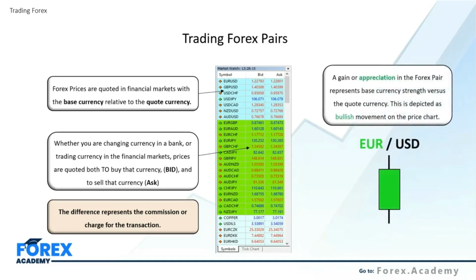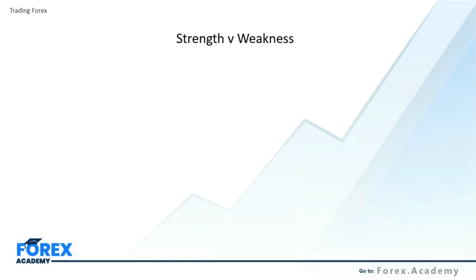A gain or appreciation in the Forex pair represents base currency strength versus the quote currency. This is depicted as bullish movement on the price chart. Okay, so that is what we're going to see on the price chart. Here we have the euro US dollar again. We see the euro leg is highlighted in green, and that is just representative, perhaps in this trading period. The euro is much stronger than the dollar, and we are seeing a bullish movement on the price action chart, albeit with some volatility with the wicks there to either side of the candlestick. Strength versus weakness then is in essence what we are trying to accomplish here when trading these foreign exchange pairs.